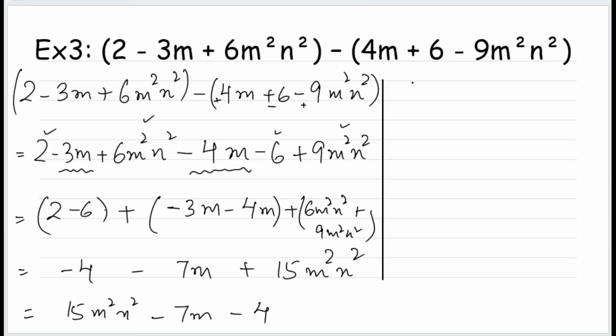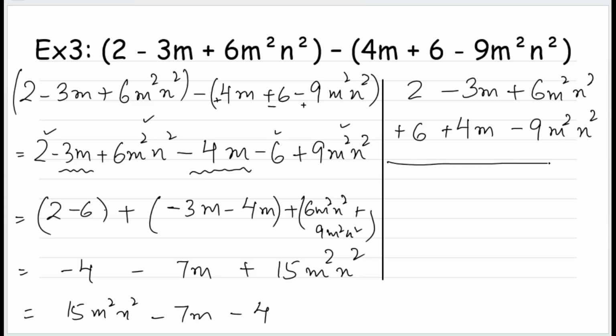Let's do the vertical method. 2 minus 3m plus 6m square n square, 4m. Where would 4m come? Will it come below 2? No, they're not like terms. I need to put like terms below each other. So this 4m would come over here, plus 6 would go here, and minus 9m square n square would be here. So since we are subtracting, the signs would change. Minus will become plus, plus will become minus, and this plus will become minus.